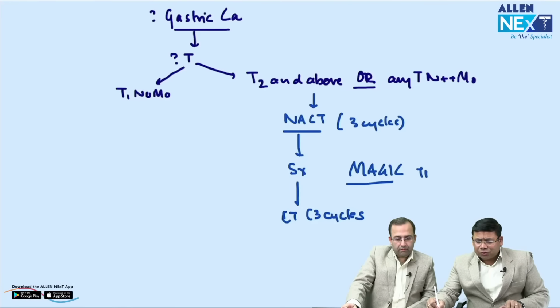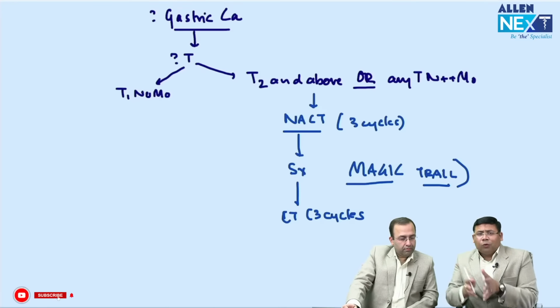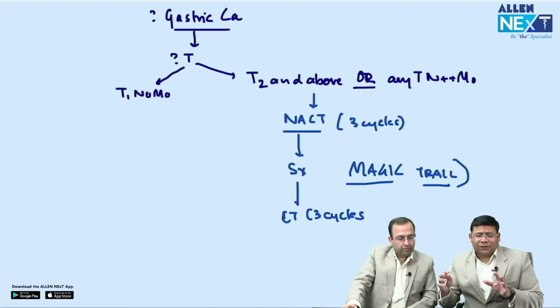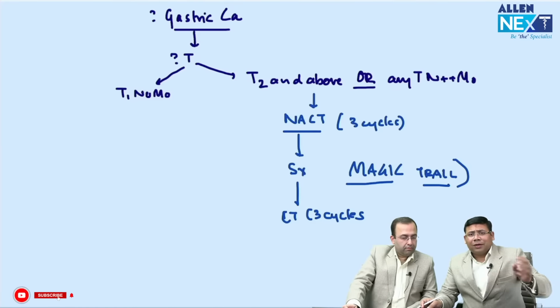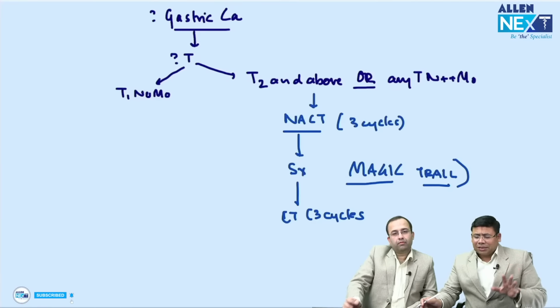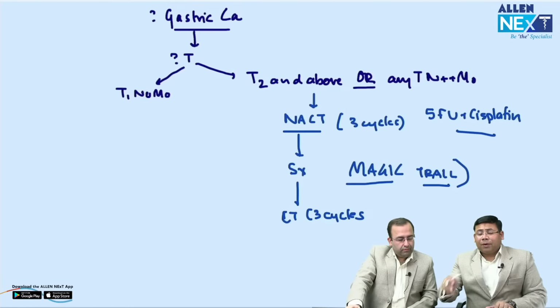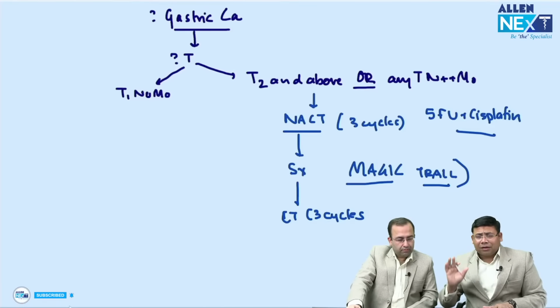The MAGIC trial has shown that in patients with T2 and above cancer, if we go for chemotherapy to reduce their size or stage, this is very useful in creating a better disease-free survival. Remember, the MAGIC trial says split the chemotherapy: 3 cycles of 5-fluorouracil and cisplatin, and then we do the surgery. Sometimes there may be a complete pathological response also. The cancer might go away.